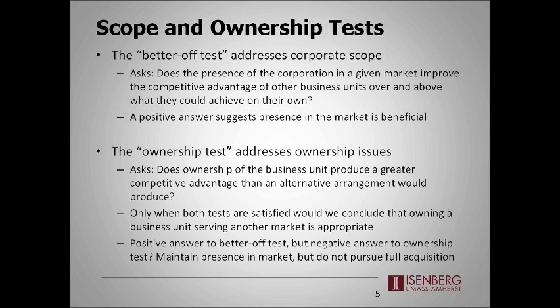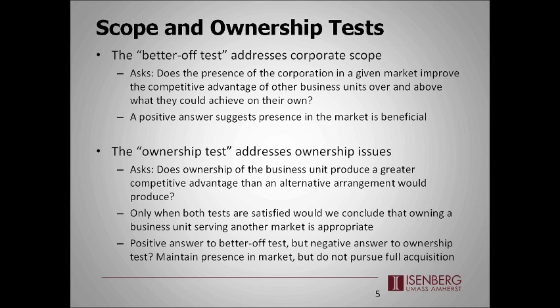And there are two tests that strategists conduct to try to guide corporate strategy choices: the Better Off test and the ownership test. The Better Off test applies to corporate scope, and it asks whether the presence of the corporation in a given market improves the competitive advantage of other business units over and above what they could achieve on their own. If you can answer yes to that question, the corporation should maintain a presence in that market.